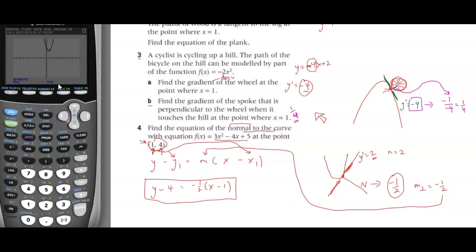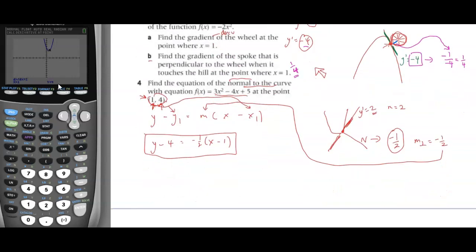So this was a relatively easier one, and then we're going to do more challenging ones next page. I think that's it for this page though.